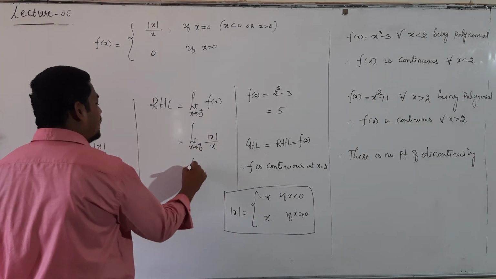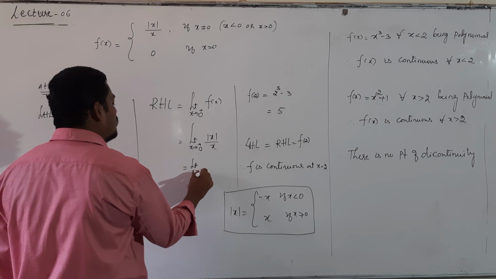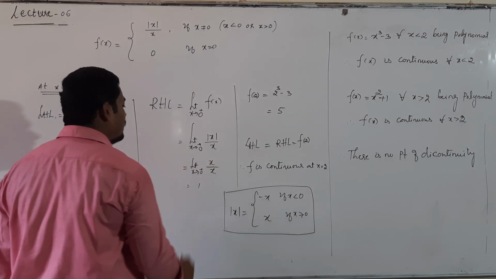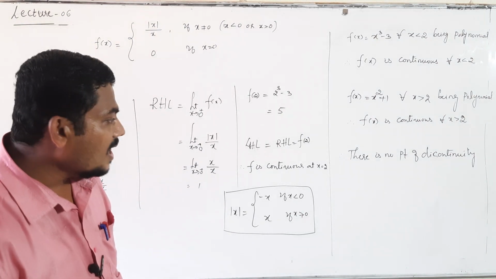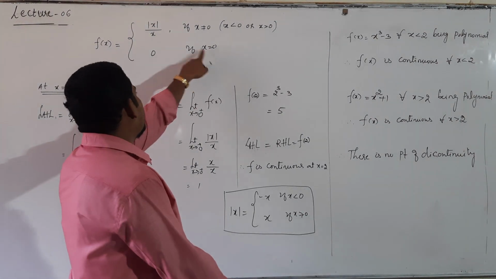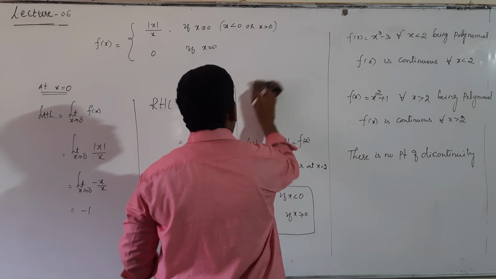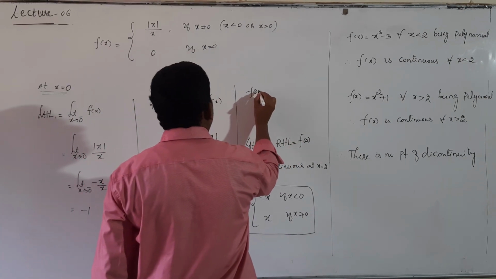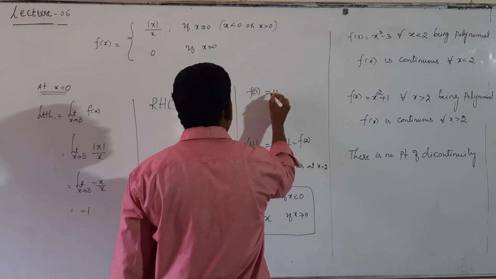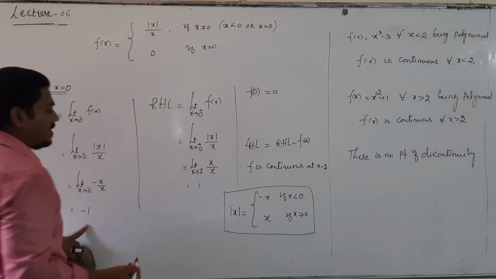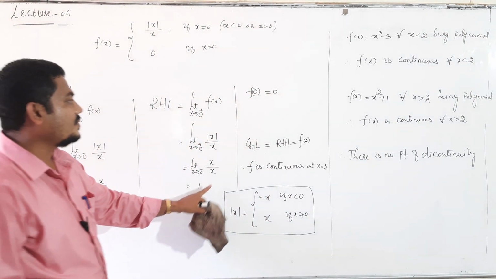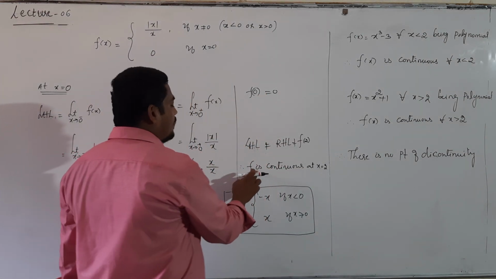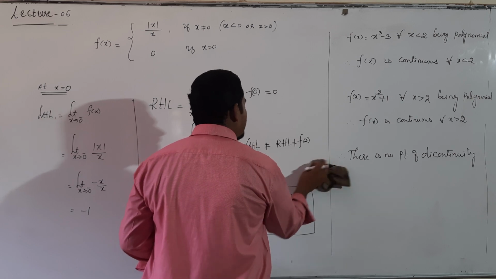In the next step, limit extending to 0 plus, mod x is taken as x divided by x, it will be plus 1. And already f of 0 they have given. What is f of 0? F of 0 is 0 only. F of 0 equal to 0 means left hand limit minus 1, right hand limit plus 1, functional value 0. Clearly all are unequal. Therefore, f is not continuous at 0.